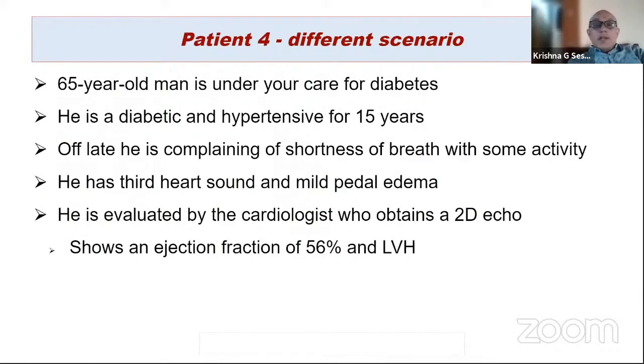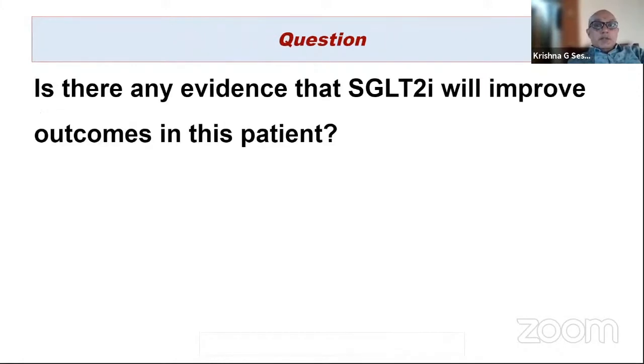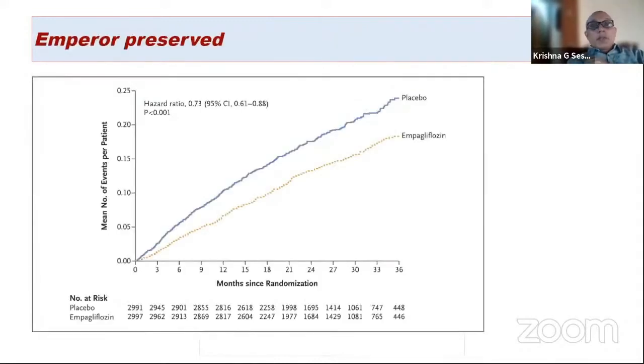This is someone who has what we call HFpEF, right? There is no reduction in ejection fraction. And when I first gave this talk, I had written underneath this, there is no evidence. But now we know with the EMPEROR-Preserved study that there is benefit, that the hazard ratio, this was empagliflozin, a hazard ratio of 0.73, confidence interval of 0.61 to 0.88.